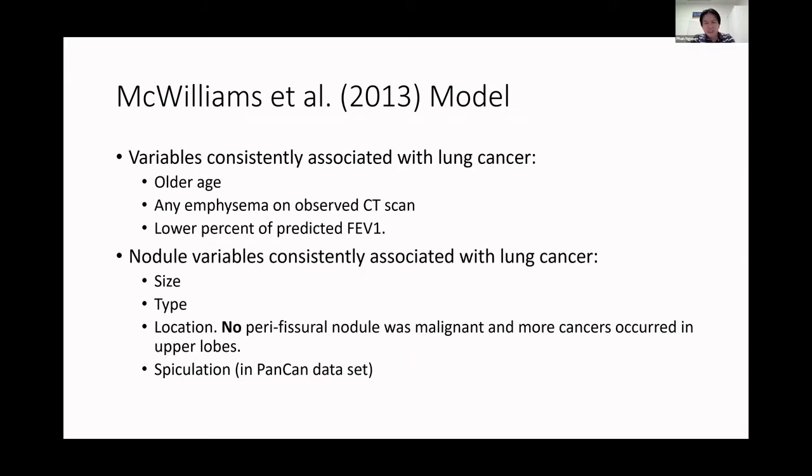So variables that were consistently associated with lung cancer were older age, any emphysema seen on the CT scan, and evidence of COPD or lower percent predicted FEV1. Other variables which were consistent were size, type, location of the nodule. So upper lobe nodules tended to be high risk, but peripheral nodules were almost always not malignant. Spiculation in the PanCan dataset was also found to be a predictor for malignancy.